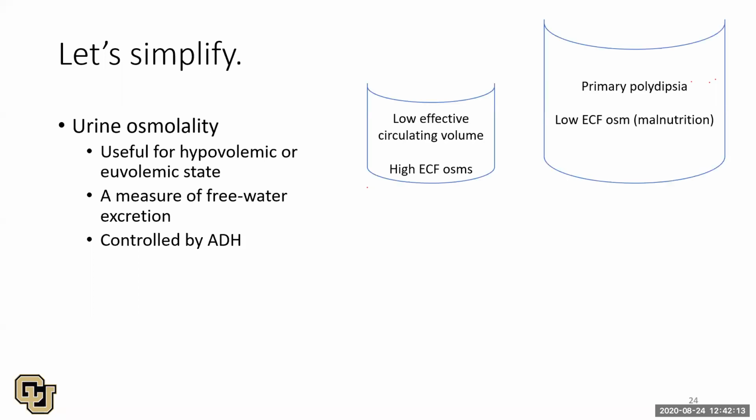So for example, you can be in one of these two states. You can either have a low effective circulating volume or high extracellular fluid osms. These are the two things that control ADH in our brain. Or you can be in a state like primary polydipsia, where you're drinking a ton of water, or you're malnourished and therefore your extracellular fluid osms are low because you have no solute intake. So these are the two buckets. Either you have low effective volume or you have normal or high effective volume. So let's see what happens. When you have low circulating volume, ADH turns on. It causes free water retention, because remember, you're trying to increase this plasma volume. And therefore, you'll have concentrated urine because all the free water is going back into the body. And so therefore, your osms will be more than 100.